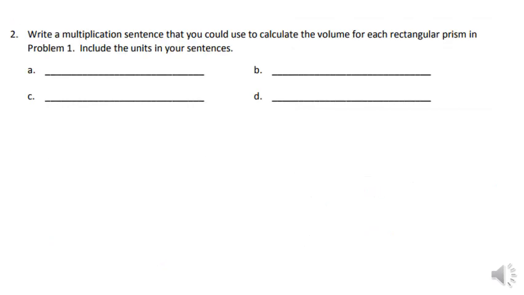Now it says write a sentence that you could use to calculate the volume for each of the rectangular prisms in problem 1. Include the units in your sentences. Okay, well, we've already basically talked about it in the first couple. So you would have been doing the length times the width times the height on all of them. And you would just be substituting your different units for the variables length, width, and height.